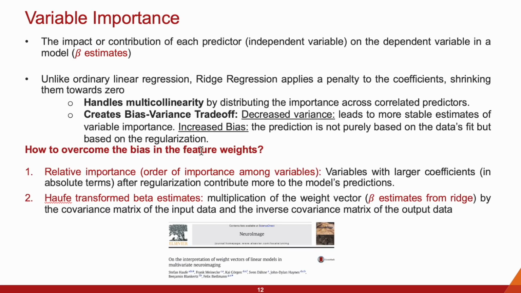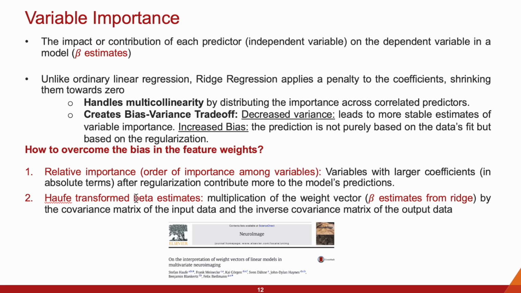So how do we overcome this bias introduced by this regularization? How can we better interpret the feature weights obtained with machine learning techniques? One approach is to look at the relative importance of the predictors rather than looking at the feature weights and trying to interpret them. After regularization, the order of importance among variables is determined by the size of the coefficients. So what we can do is order the coefficients based on their amplitude in absolute terms. So rather than interpreting the coefficients, we can interpret their order.